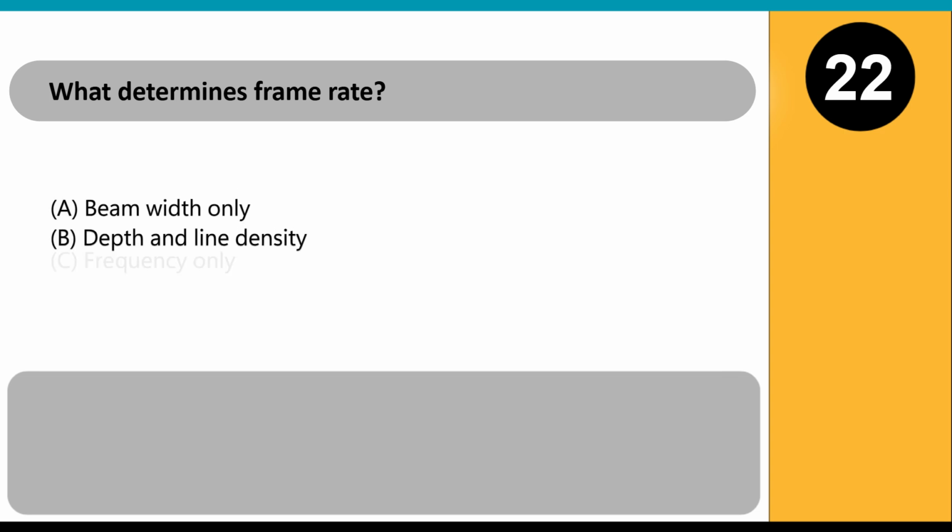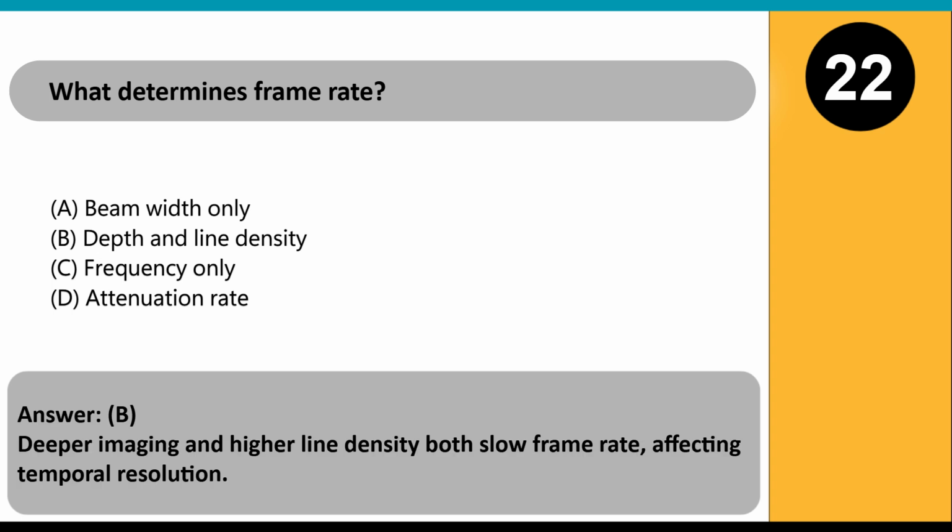What determines frame rate? A. Beam width only, B. Depth and line density, C. Frequency only, D. Attenuation rate. Answer B. Deeper imaging and higher line density both slow frame rate, affecting temporal resolution.